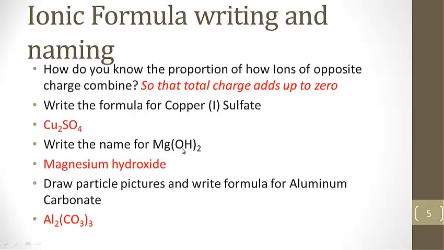This is called magnesium hydroxide. This is magnesium, and the OH is a hydroxide. There are two hydroxides for every one magnesium. I didn't draw the particle pictures here for you, but I would expect that you know how to do that. There would be two aluminum 3+ charges, and there would be three groups of CO3 to make something called aluminum carbonate.